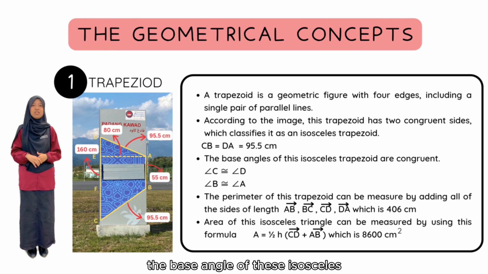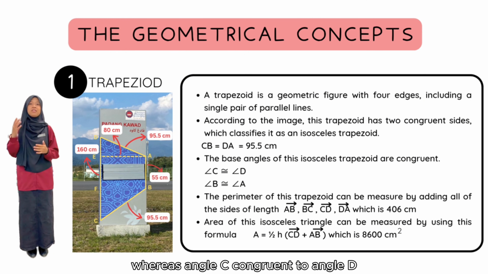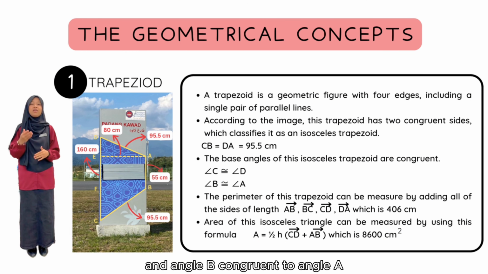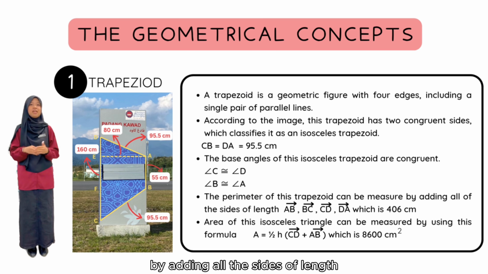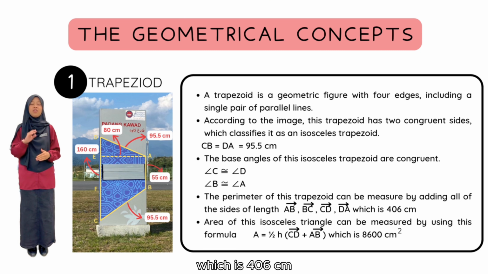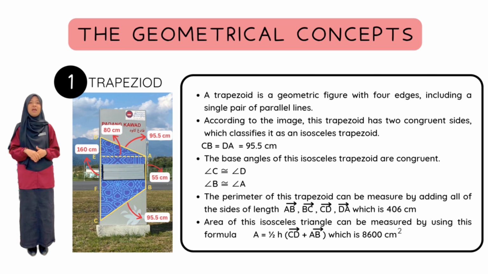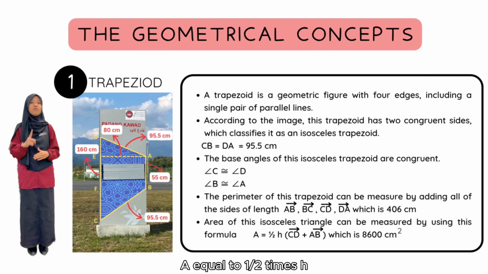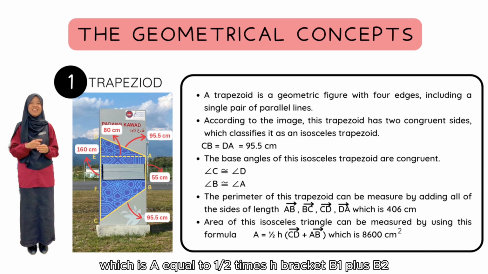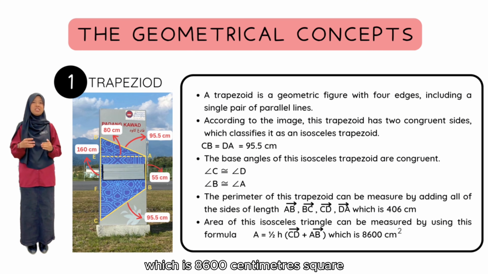The base angles of these isosceles trapezoids are congruent, whereas angle C is congruent to angle D and angle B is congruent to angle A. The perimeter of this trapezoid can be measured by adding all the side lengths, which is 406 centimeters. Plus, the area of this isosceles trapezoid can be measured by using this formula: A equal to 1/2 h (B1 + B2), which is 8,600 centimeters squared.